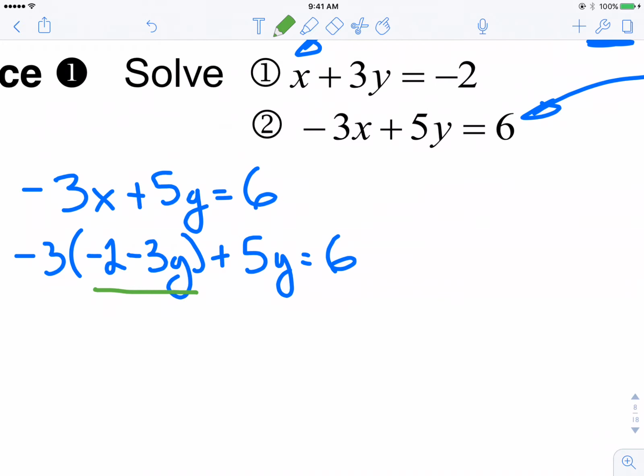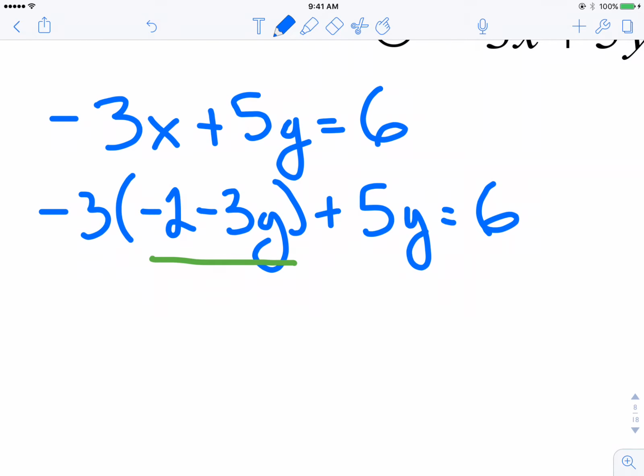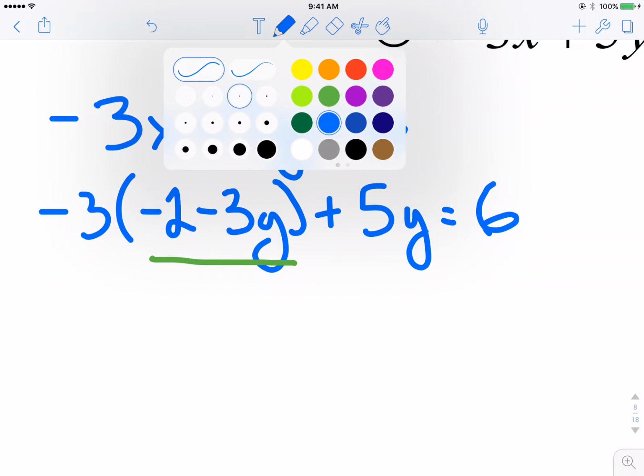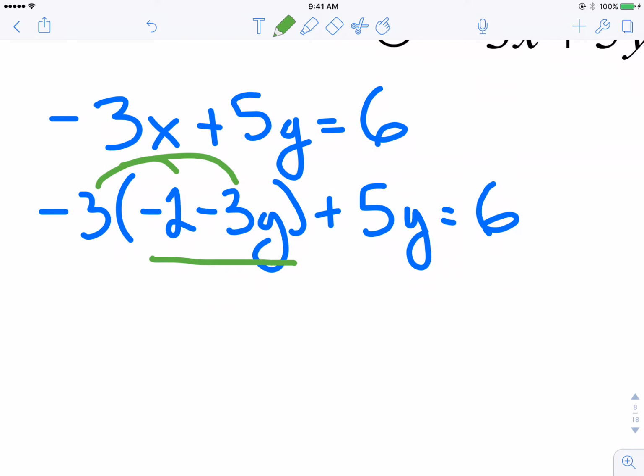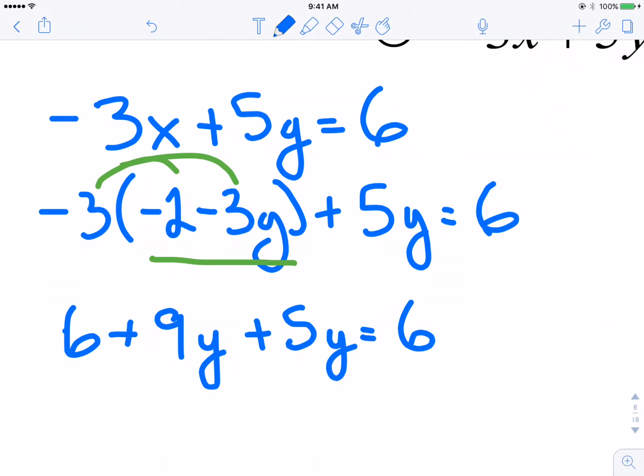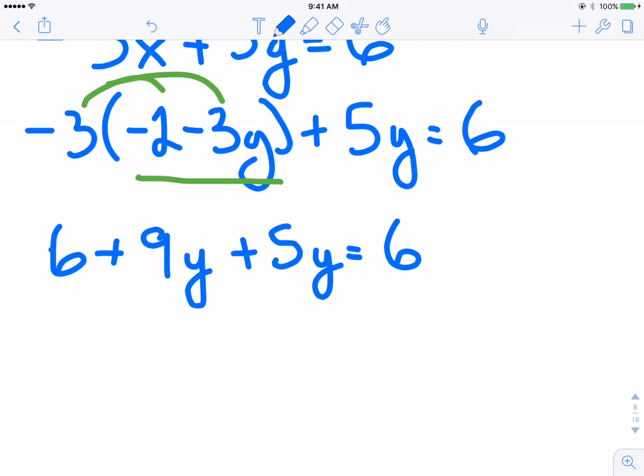Okay. Now I have a system, not a system, I have an equation with one variable, which means I can solve and isolate for that variable. I need to do some algebra to do that. So I bomb this 3 in. Bomb this -3 in. There and there. That's going to be 6 plus 9y plus y is equal to 6. I'm going to combine like terms. 6 plus 14y is equal to 6.